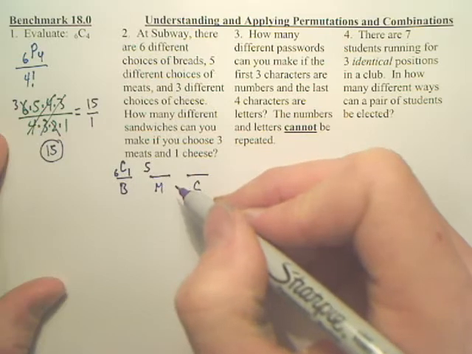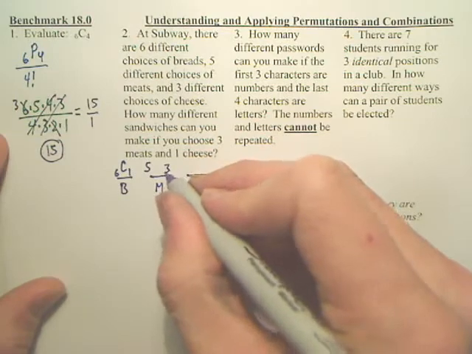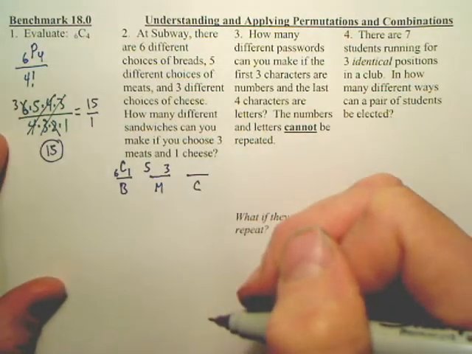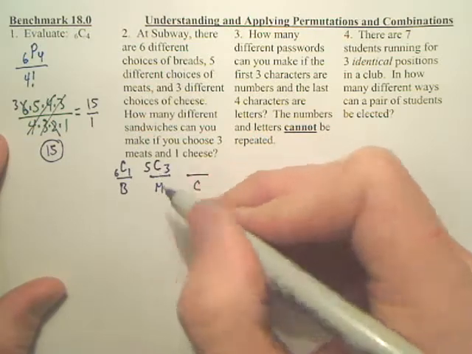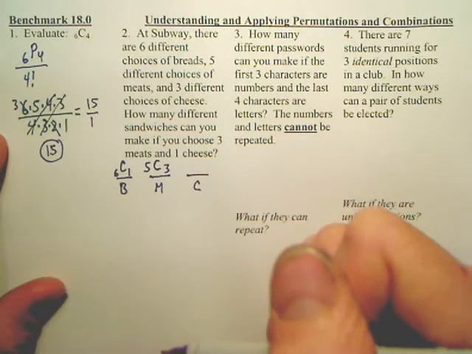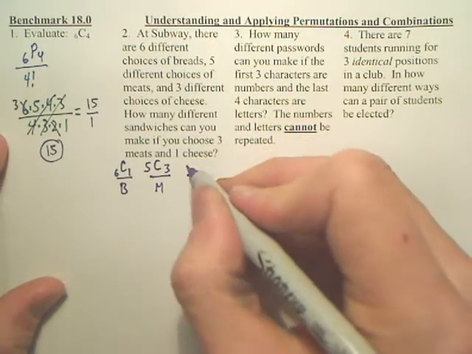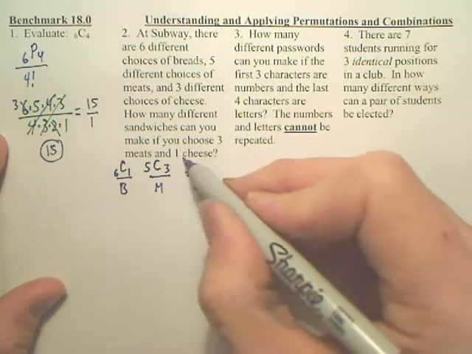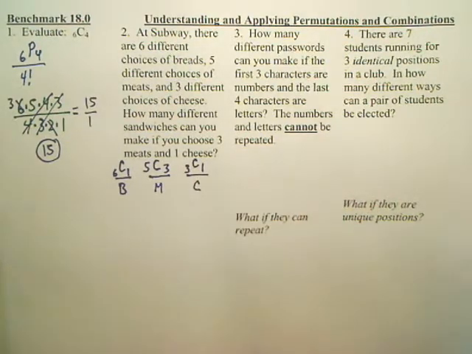And how many do I want? Well, I want 3 meats. And would this be combination or permutation? Do I care what order the meat is on the sandwich? No, I just want to put the meat on the sandwich. It's just combinations. And for cheese, how many cheeses do I have to choose from? 3. How many do I want? 1. So all these are combinations because you don't care what order they're put on the sandwich.